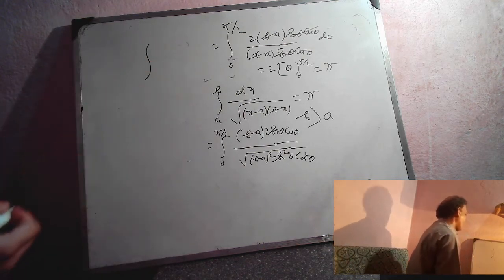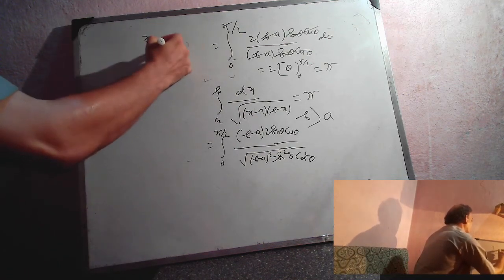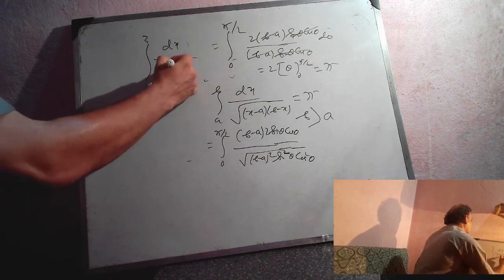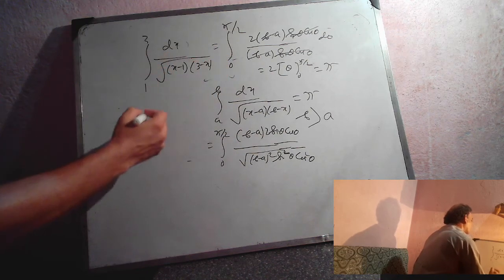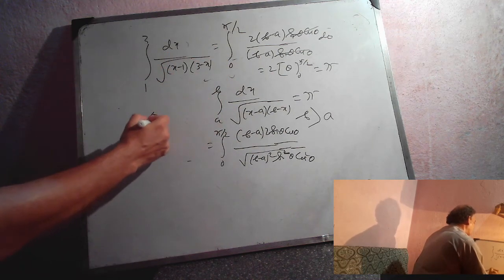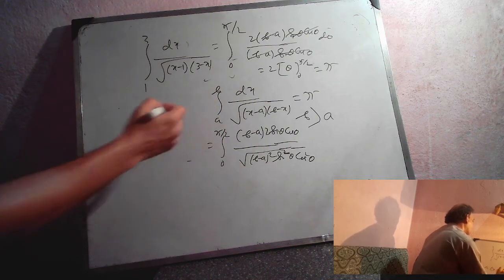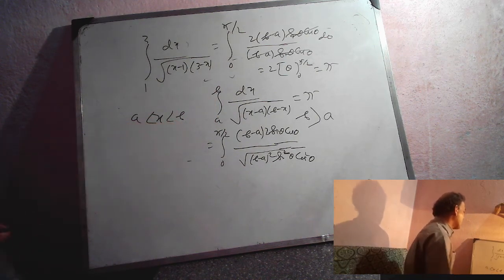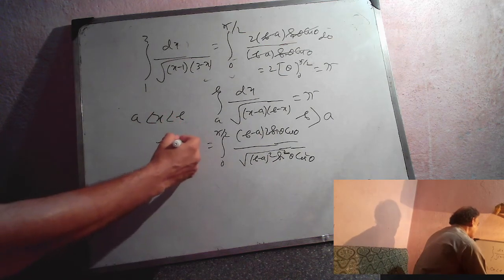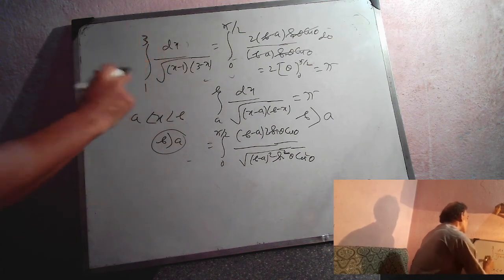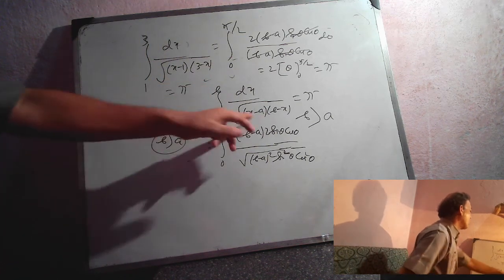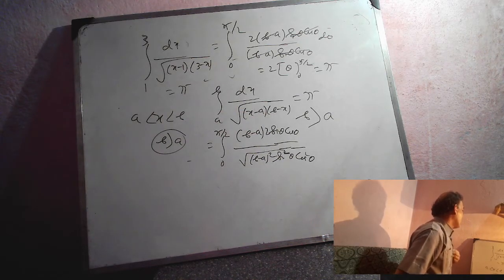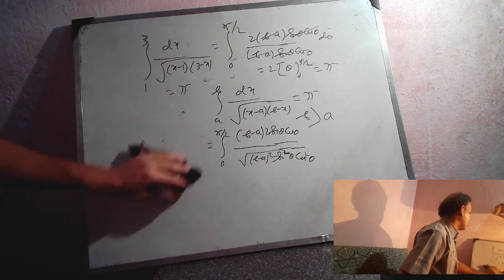Suppose integral 1 to 3 dx upon under root x minus 1 into 3 minus x. Now in this integral x is more than a and less than b, that is why b should be greater than a. This is the upper limit, 3 is more than 1, so its value will be pi by this theorem. So we can easily find the value of this integral without putting much labor.